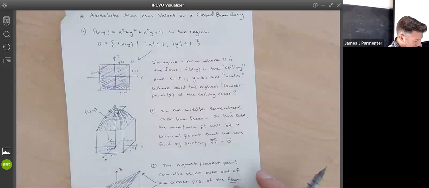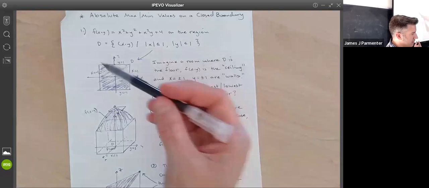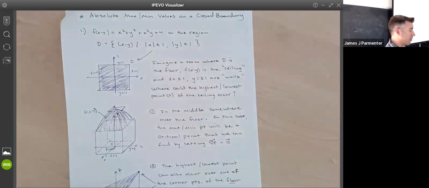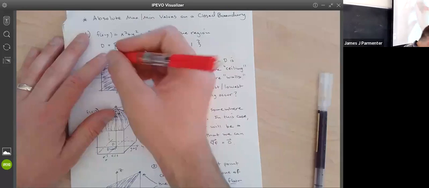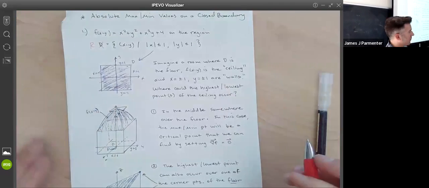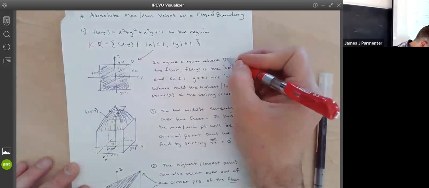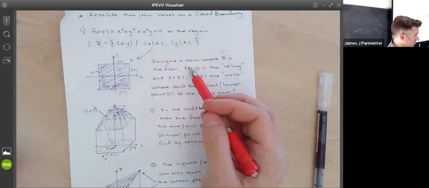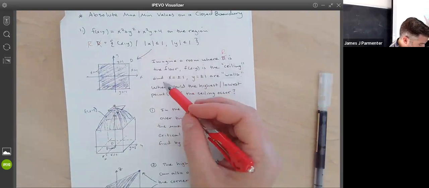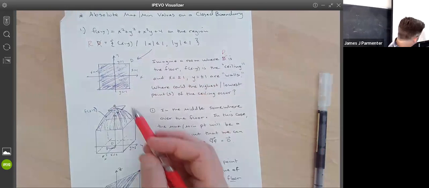And I think the words Grant uses are really nice. I'm just going to read them to you. Imagine a room where D is the floor. D for domain. Maybe D is not a great letter to use here since we were just using capital D for something else, so I'm going to call it R, for the region that we're looking at. So the region we're looking at is the floor, and the function f of x, y is the ceiling. It's the top. x equals plus or minus 1, y equals plus or minus 1 are the walls of your room.